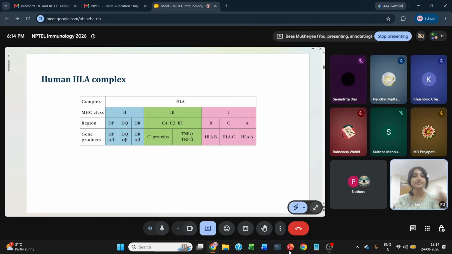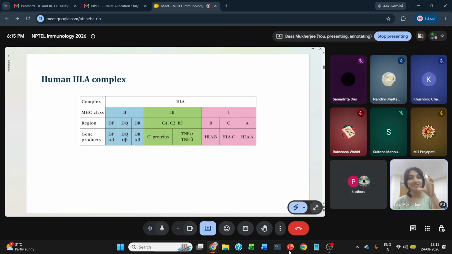Now, this is how the gene cluster looks, okay? So the MHC region has three classes that we saw. The first one is A, B and C, called HLA-A, B and C. Then you have the second one, DP, DQ and DR. There are two segments of genes in each, alpha and beta, okay? Now we haven't talked about HLA class 3.